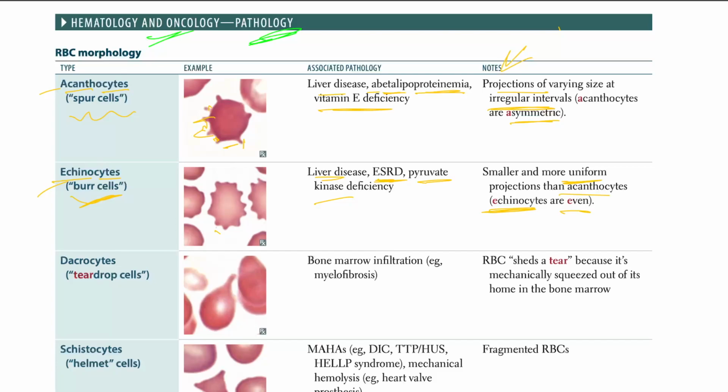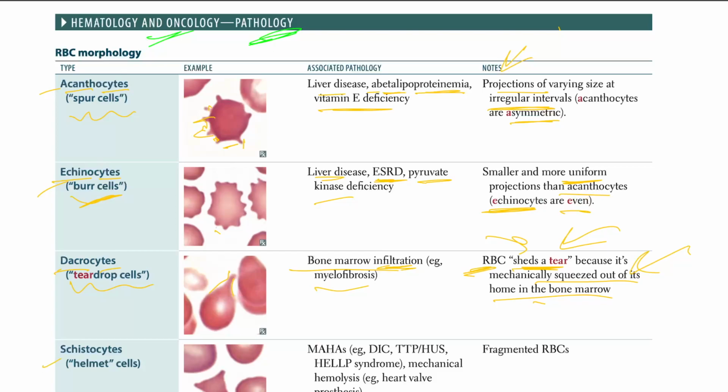Then the other ones, we have the dacrocytes. Dacrocytes are the teardrop cells. Look, the teardrop cells are seen in bone marrow infiltration. An example is myelofibrosis. The RBC sheds a tear because it's mechanically squeezed out of its home in the bone marrow, so it tears, and is seen in bone marrow infiltrations.